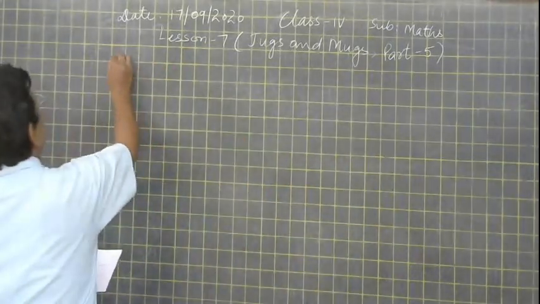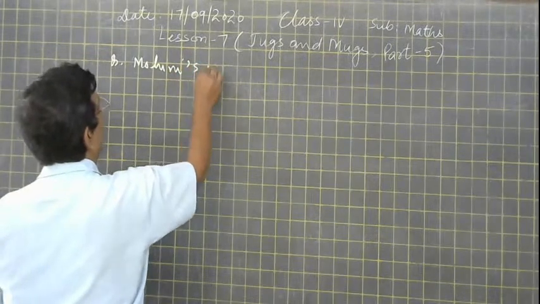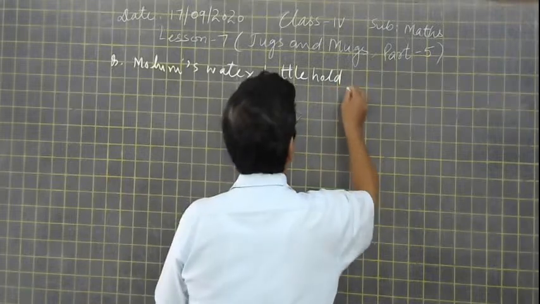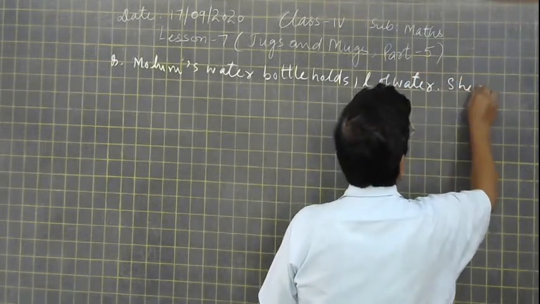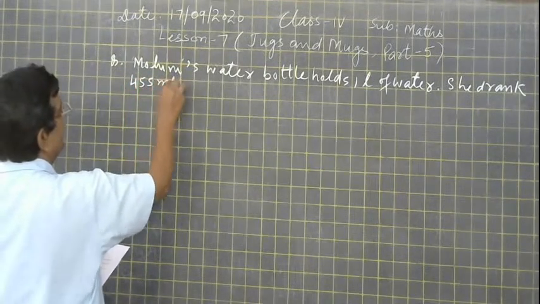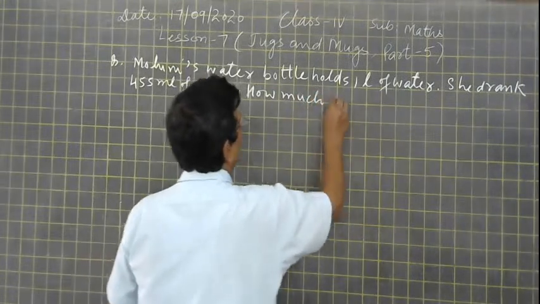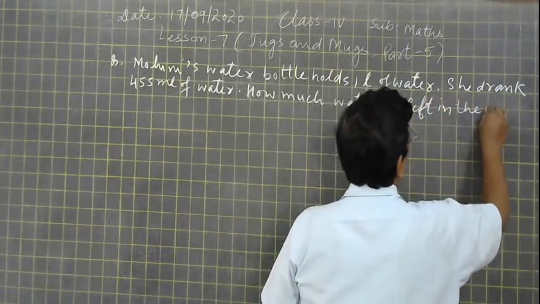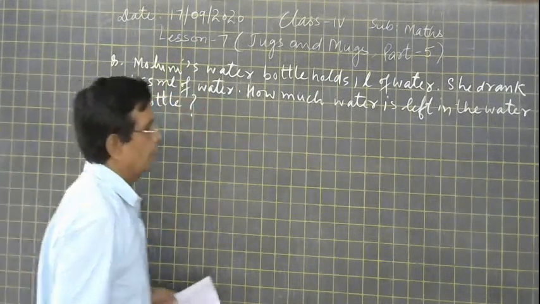Okay, so now we are going to do some more exercises. Here you see the question: Mohini's water bottle holds 1 liter of water. She drank 455 milliliters of water. How much water is left in the water bottle? This is the question. It is a very simple question.